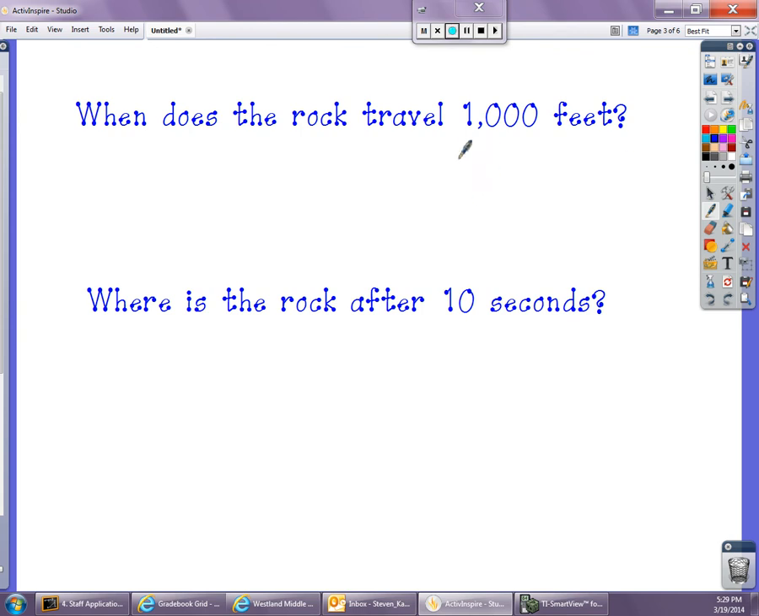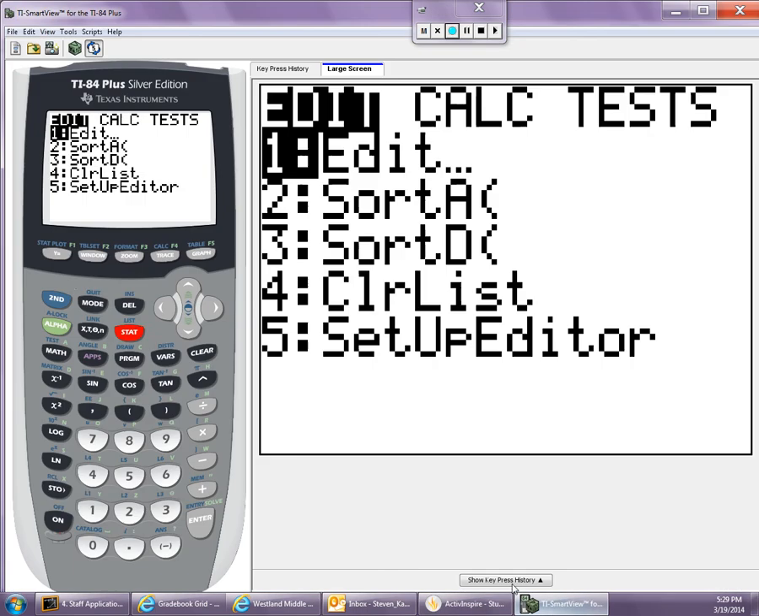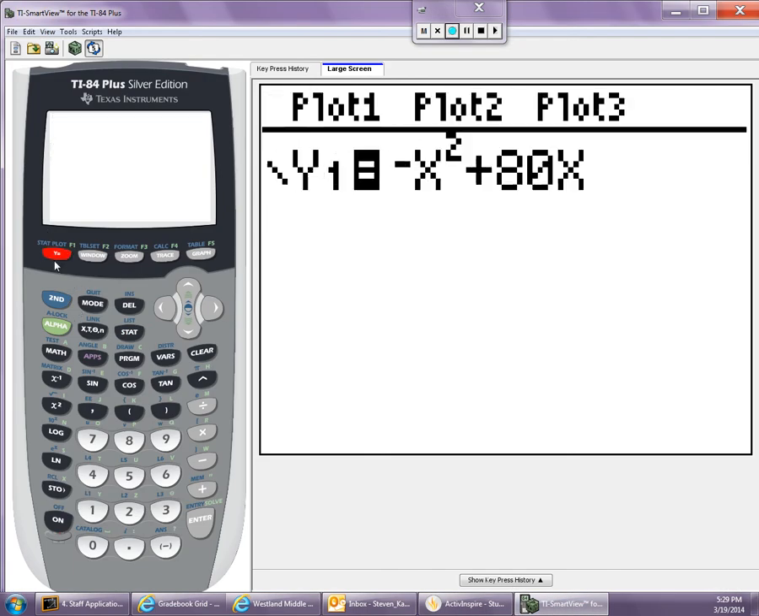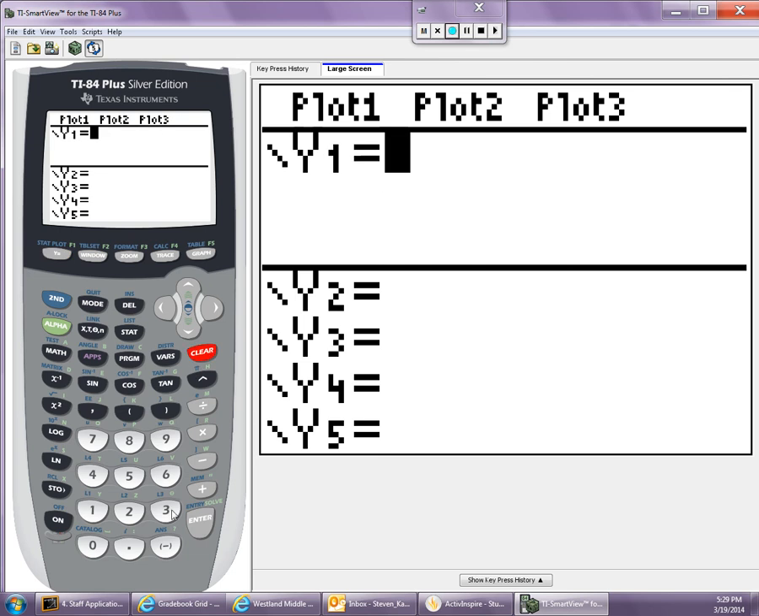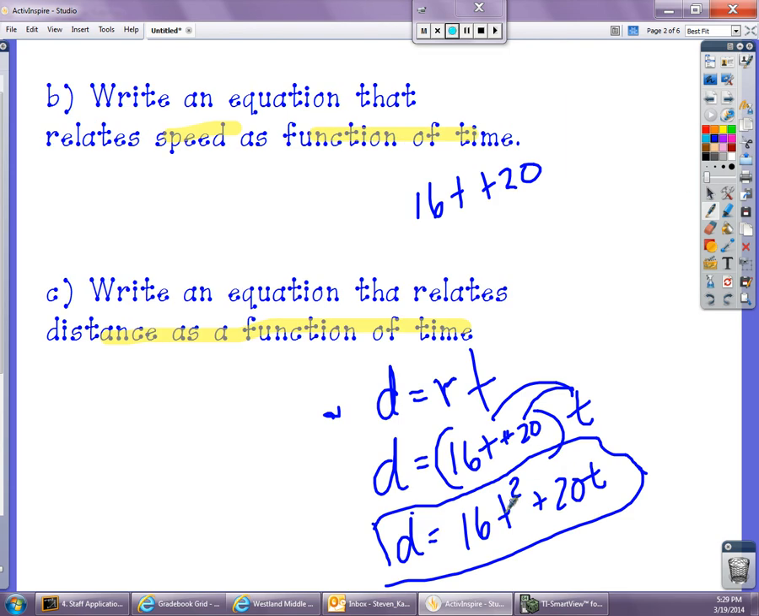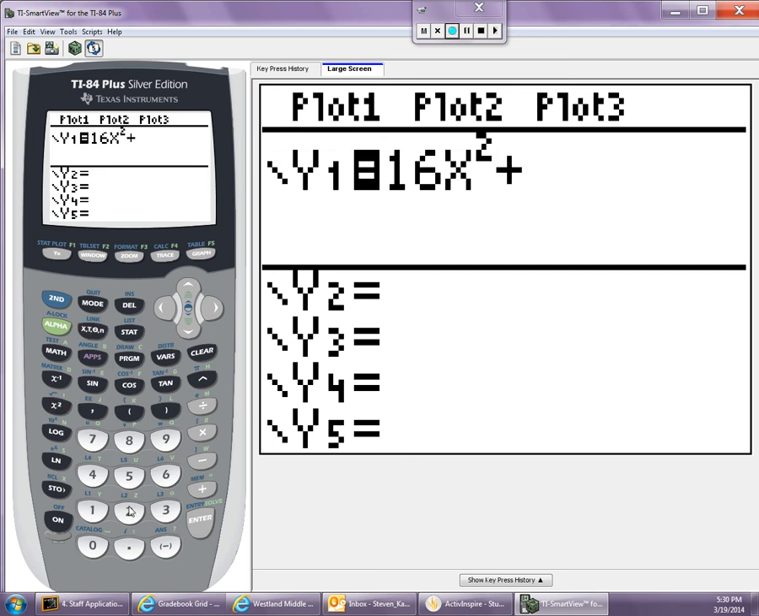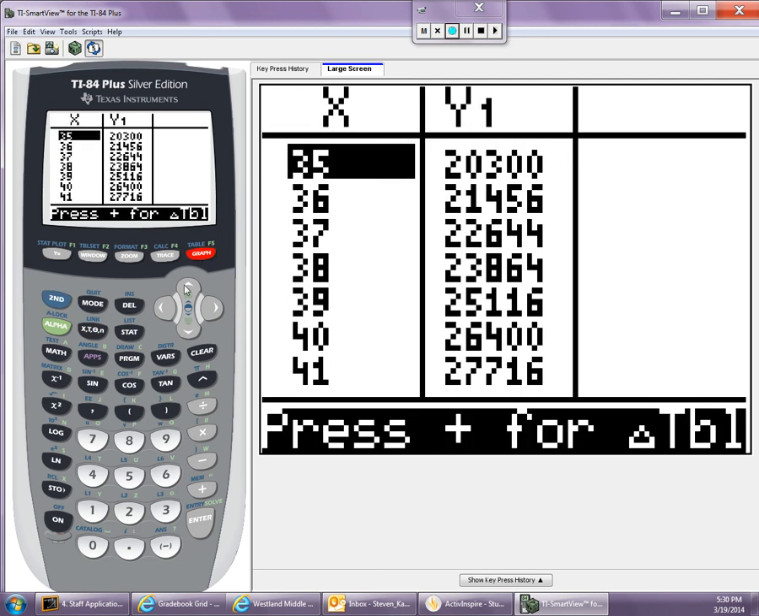When does the rock travel 1,000 feet? So basically, the way I'm going to do that is I'm going to put my quadratic equation into my calculator. Clear that out of there. So remember, it was y equals, oh, I actually forgot it already. 16t squared plus 20t. 16x squared plus 20x. And then if I go right to my table, I can see the whole situation.